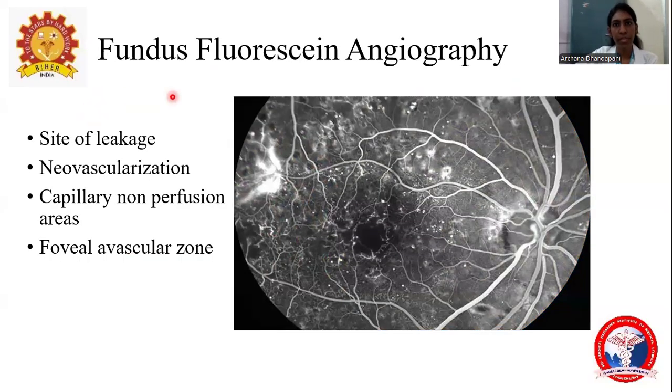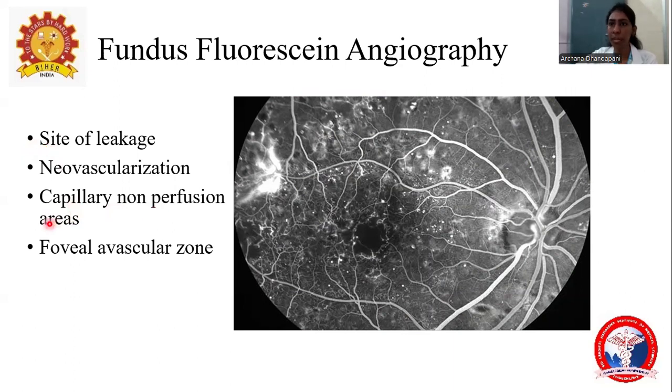In case of fundus fluorescein angiography, the role of it is very vital in diabetic retinopathy. Every patient who is in the severe NPDR stage, to rule out any neovascularization, that is the pre-proliferative stage, we can advise the patient for fundus fluorescein angiography. It will give an idea of whether the neovascularization is present or not. And also, if we are planning to take the patient for focal laser, to know the site of leakage, we can advise fundus fluorescein angiography, and for capillary non-perfusion areas.